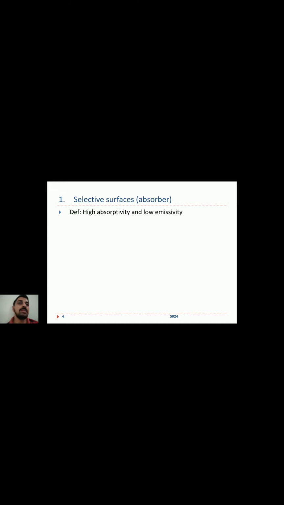We have seen in the previous classes that the absorber plate sometimes loses its absorbed heat through some convection or radiation, right? In order to prevent that, we need to employ selective surfaces. So a selective surface is defined as a surface or a coating with high absorptivity and low emissivity. So low emissivity is to prevent the re-radiative losses.